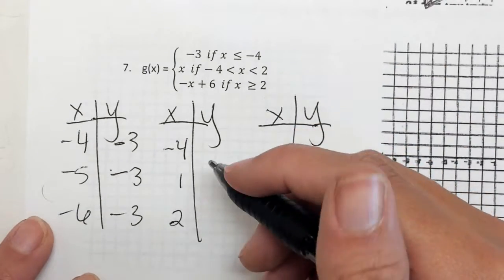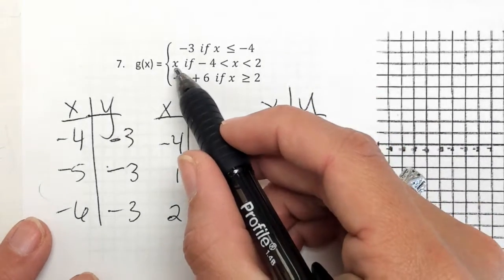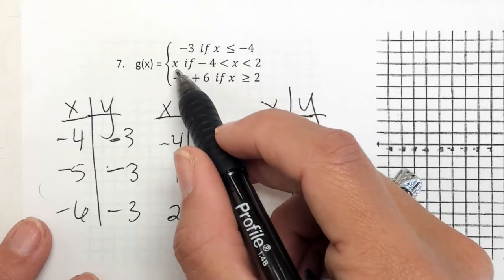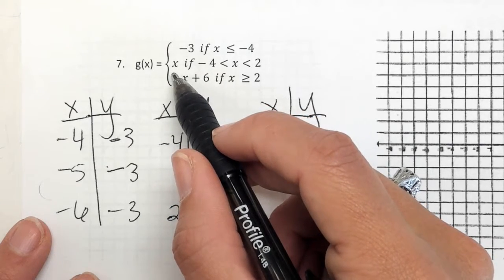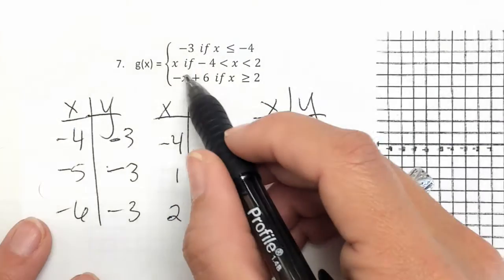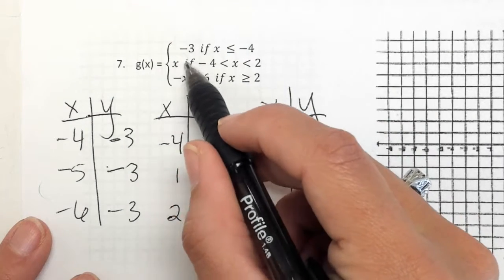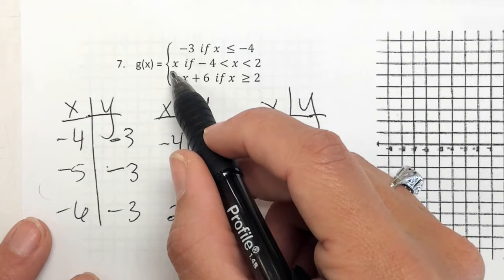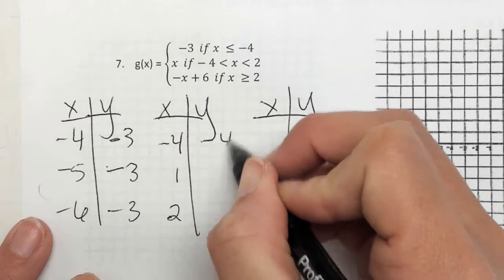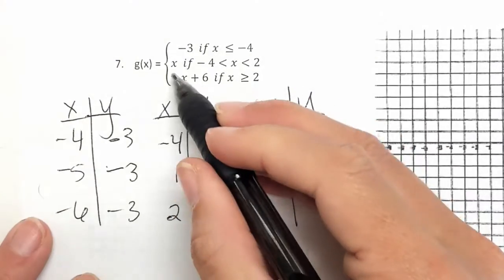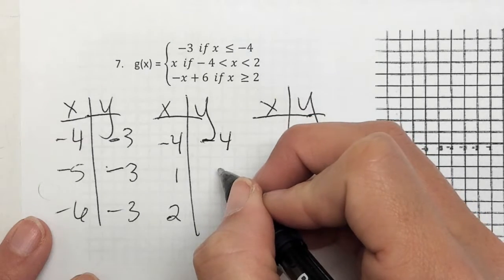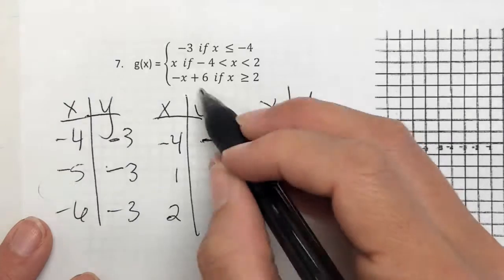Alright, Justin. When I plug in -4 to this piece, it's going to give me a y value of what? To the second piece for this function right here. It's going to give me what for the y value? Yeah, -4. Jalen, what's it going to give me when I plug one in? To the second piece. That's the one we're doing.